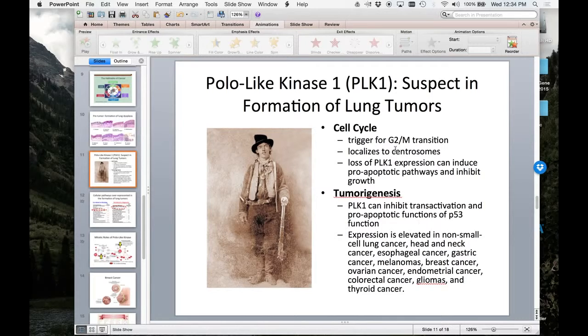What happens is something happens where it's no longer under control. Here is why I was so interested in this, and this just goes back to that whole criminal history we were talking about for those that were at that class on Monday: not only do I think the expression of this is important in lung cancer, but it also has been shown to be highly expressed in all these different kinds of cancers.